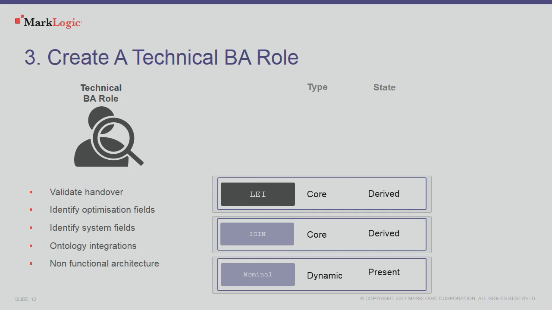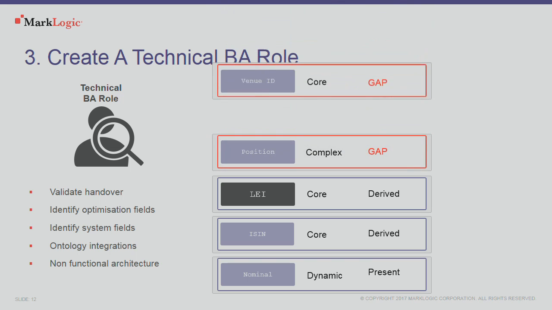What derived means is that we actually have to look that up. So it's not actually contained within the transaction that we receive. It could be a piece of information that is derived from reference data. So the LEI and the ISIN are great examples of that. They're probably not going to be contained within the trade itself. You'll probably have to go and look them up. You'll derive them from somewhere else.